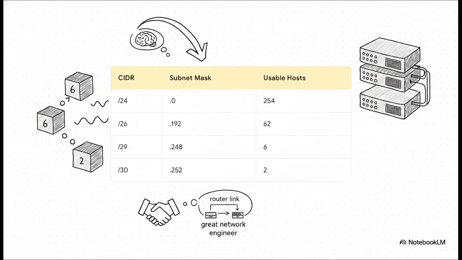To truly master this in the field, memorizing a basic CIDR cheat sheet is an absolute must. You should instantly know that a /26 mask, which ends in .192, gives you a block of 64, and therefore 62 usable hosts. A /29 gives you 6 usable hosts, and a /30, that perfectly fits a 2-host router link. Having these specific sizes locked in your memory is a major trick of the trade for top-tier network engineers.